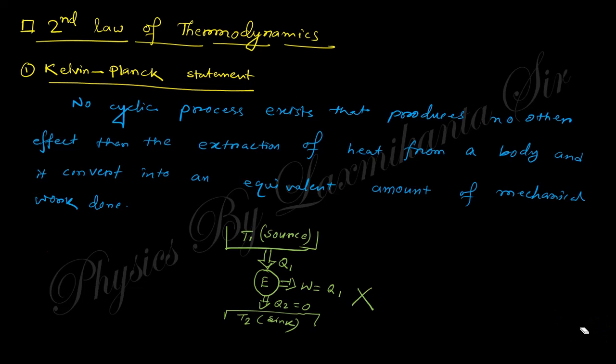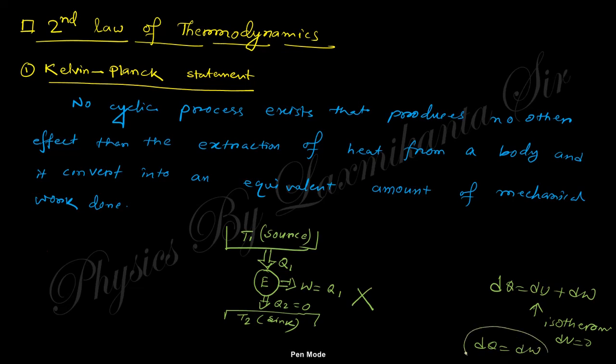You can say in the formula of the first law of thermodynamics, dQ equals dU plus dW. So if dU equals 0, that is an isothermal process, then dQ equals dW. Q is equal to the work done. So what happened here?